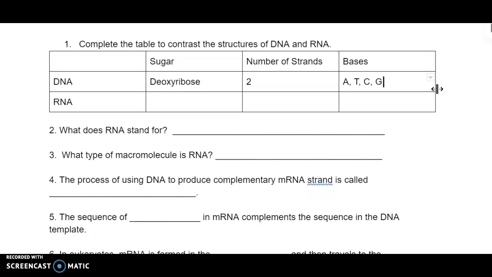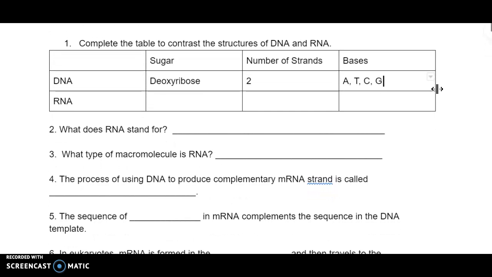So RNA. RNA is ribonucleic acid. So the sugar in RNA is ribose. So we have deoxyribose in DNA, we have ribose in RNA. And RNA is a single strand. It's like half the ladder.